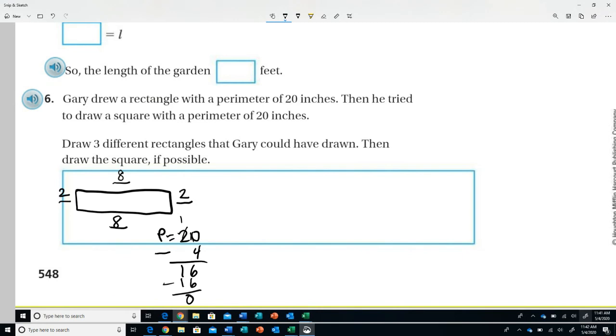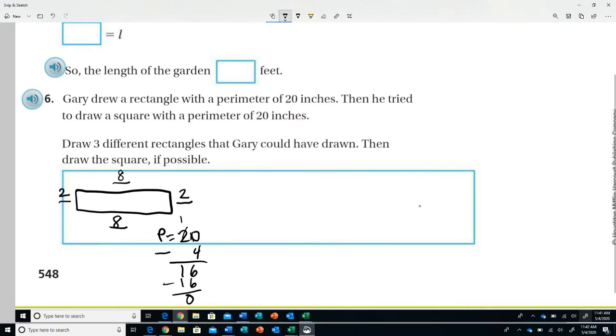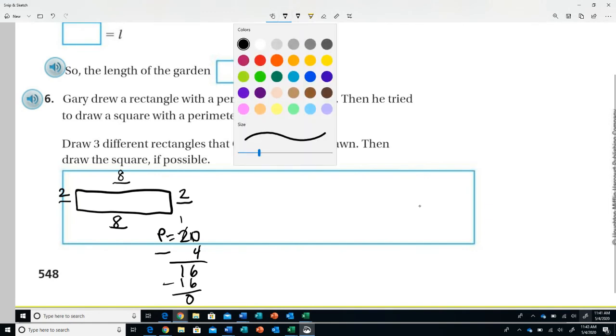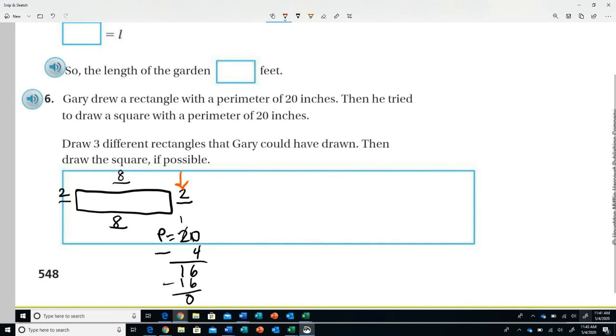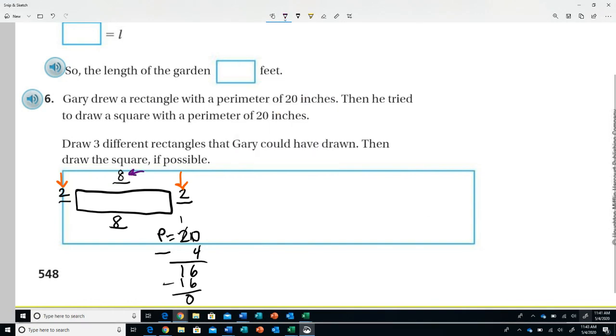You can't have numbers that are different. When I say different, I mean the 2s. This 2 and this 2 must be the same. And this 8 and this 8 must be the same. So you can't have mixed numbers in here. You can't mix it up. Each side is the same length and the top and bottom are the same length.